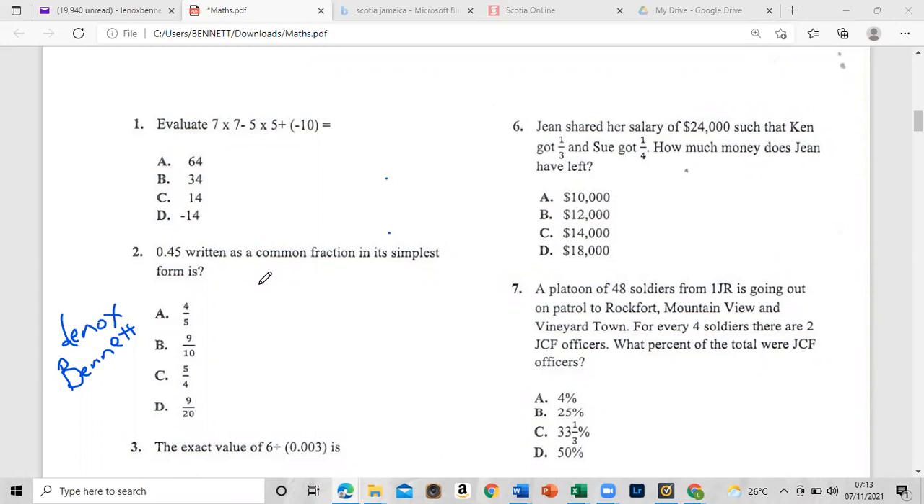Again, guys, you are encouraged to go ahead and try the questions before you see the solution.